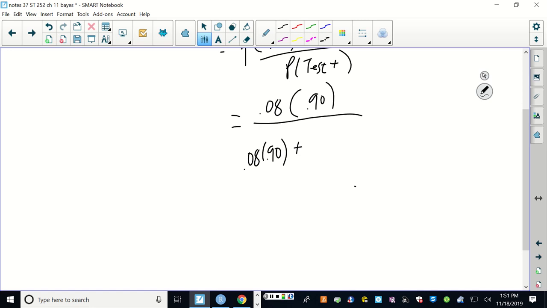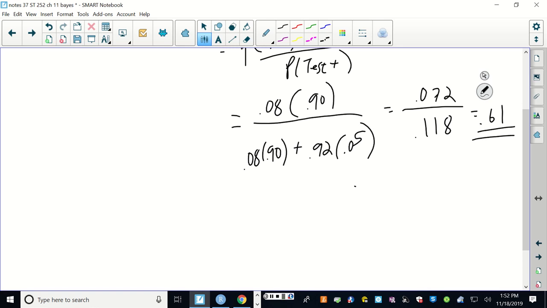So there's 8% that are Lyme disease, and 90% of them test positive. And then there's 92% that are not Lyme disease, and 5% of them test positive. And so this becomes 0.072, and if you add those two numbers, over 0.118, it ends up being about 61%. So it means that 61% of those who test positive are actually positive. That means that 39% that test positive are not actually positive.